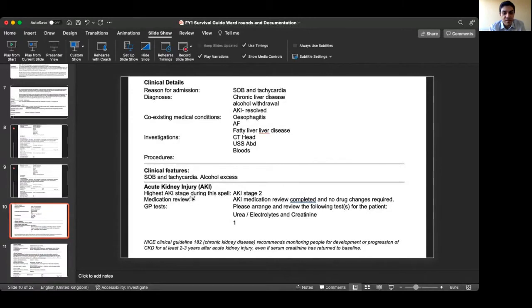And this is done automatically. At our trust, if a patient has an AKI, it prompts you to review their medications. So this patient has an AKI, but as we can see, it's been resolved now on discharge, but they've not made any changes to any medications. They have asked the GP to repeat urea and electrolytes to check the eGFR in the community as well. But again, there's no formal documentation asking the GP to do those. So that's all about this discharge summary.